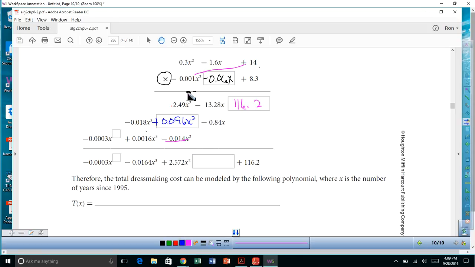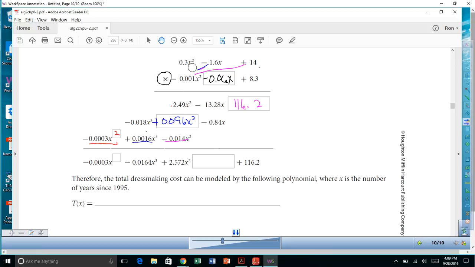All right. Next, we have negative 0.001x squared times negative 1.6x, and that's going to give us 0.0016x to the third. And our last term, negative 0.001x squared times 0.3x squared will give us negative 0.0003x squared. All right, good.